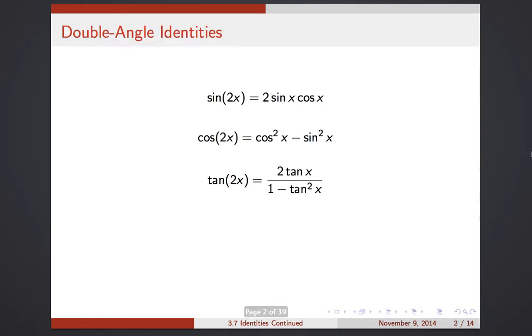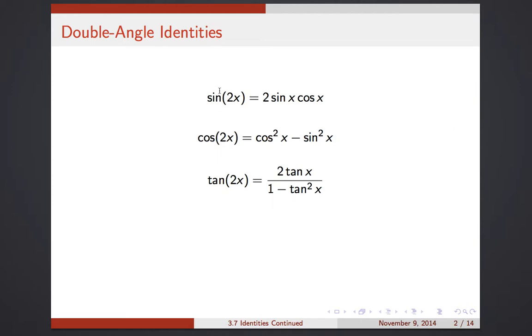And just like I said, the section is just a shotgun blast of identities. So we're just going to continue with this barrage of identities. And most of these identities you should not memorize. I will tell you which ones you should memorize and which ones you should not. But anyway, let's just dive right in.